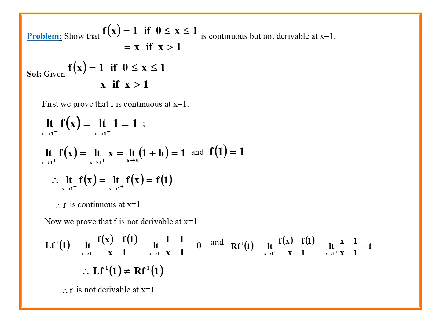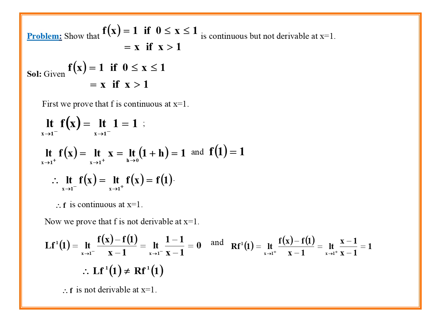If both the derivatives are not equal, the given function f of x is not derivable. Now we are proving f is not derivable at x equals 1. Left hand derivative: limit f dash 1 equals limit x tends to 1 minus, f of x minus f of 1 by x minus 1. That equals limit x tends to 1 minus, 1 minus 1 by x minus 1. That equals, the value is 0.